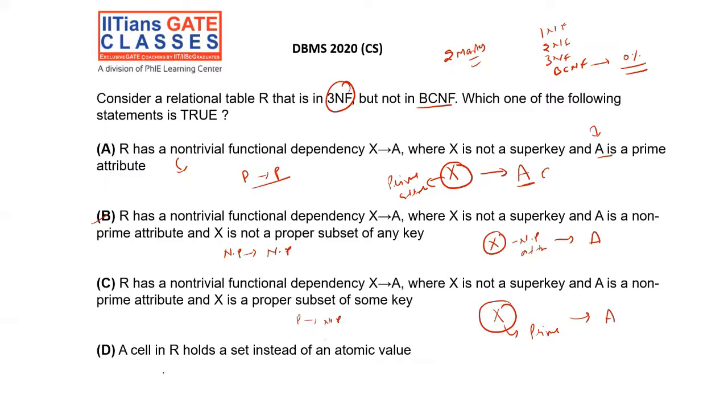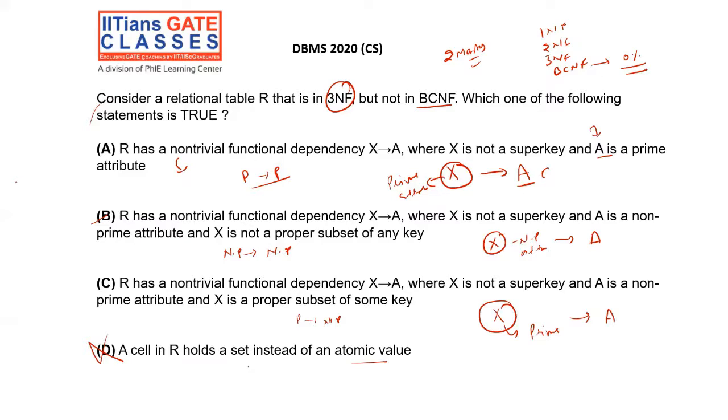And the last one, D: a cell in R holds a set instead of an atomic value. So they are saying an atomic value is not there in this cell. So it means this is an unnormalized form. This line is wrong corresponding to this one. Now you know in 1NF each cell has an atomic value.